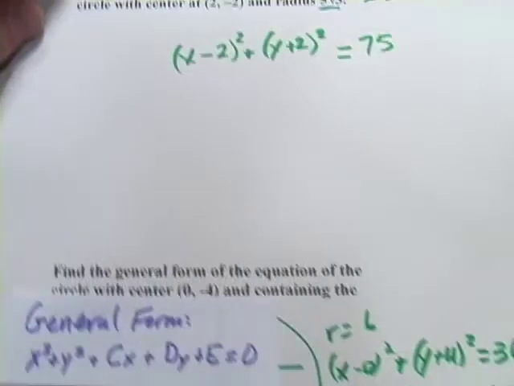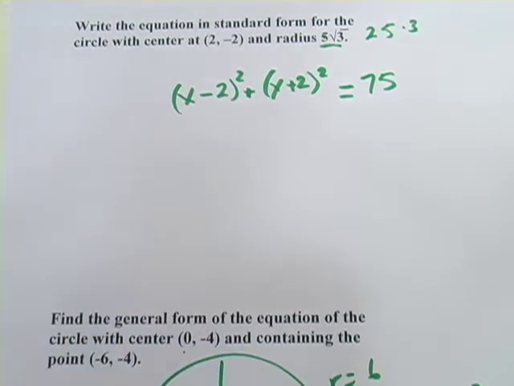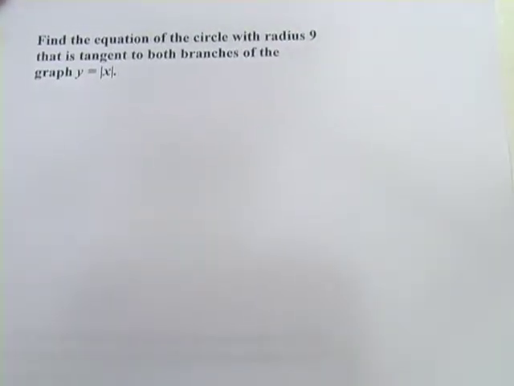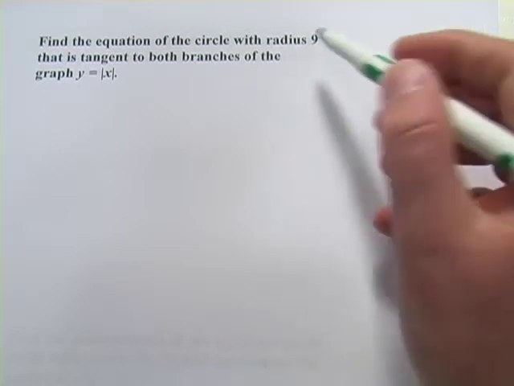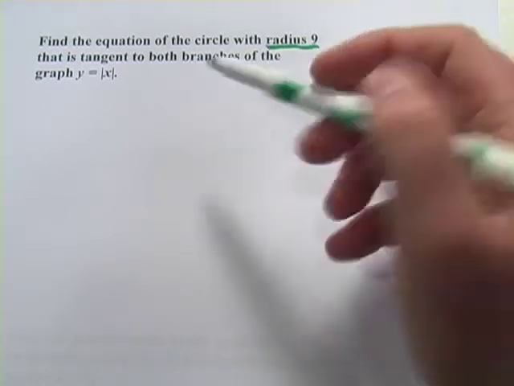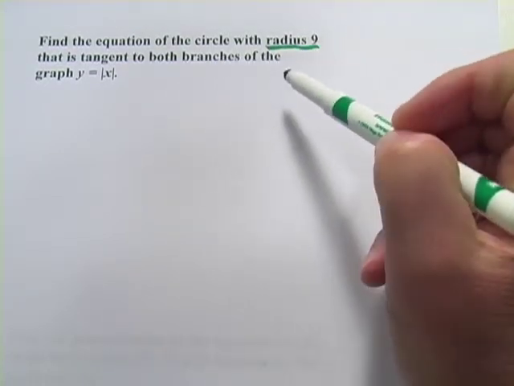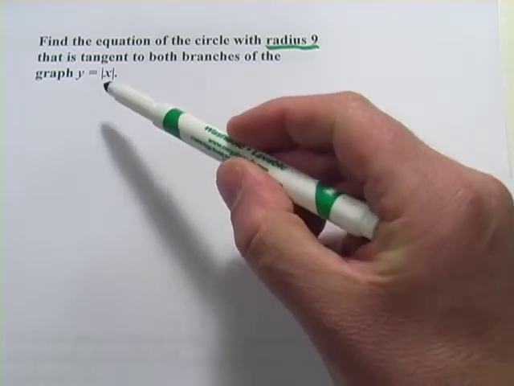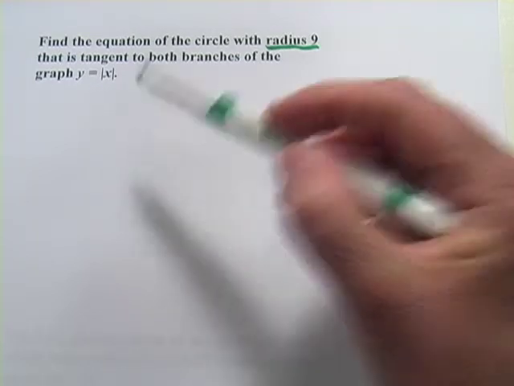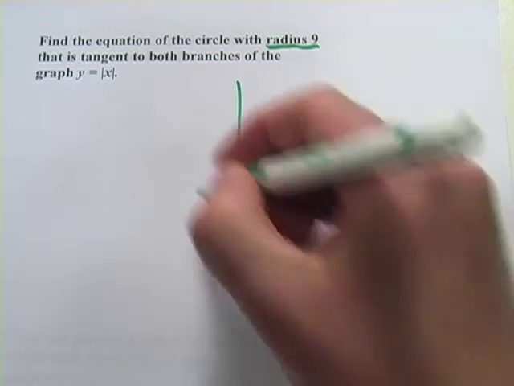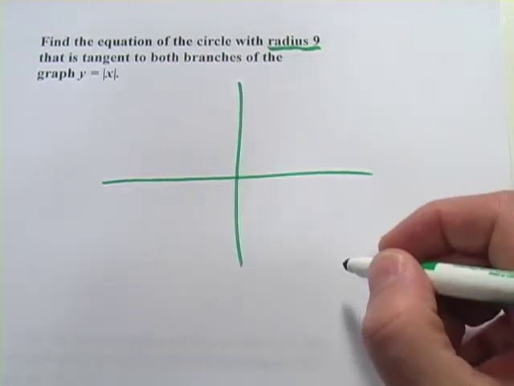All right, let's try one more. And this one is pretty tricky. It requires some geometry knowledge. It says find the equation of the circle with radius 9. Okay, we got our radius. That is tangent to both branches of the graph y equals the absolute value of x. So what is that going to look like? Well, let's just go ahead and graph y equals the absolute value of x.